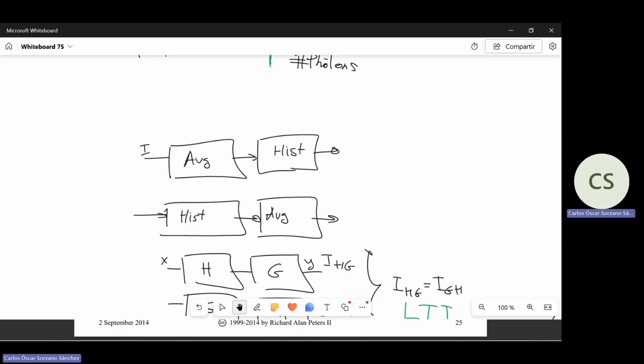Is the linear system, computing an average? Yes, it is. So this is linear, but it is also LTI. This one is LTI. What about the histogram? Is the histogram a linear transformation or not? No. Why not? Let's see.